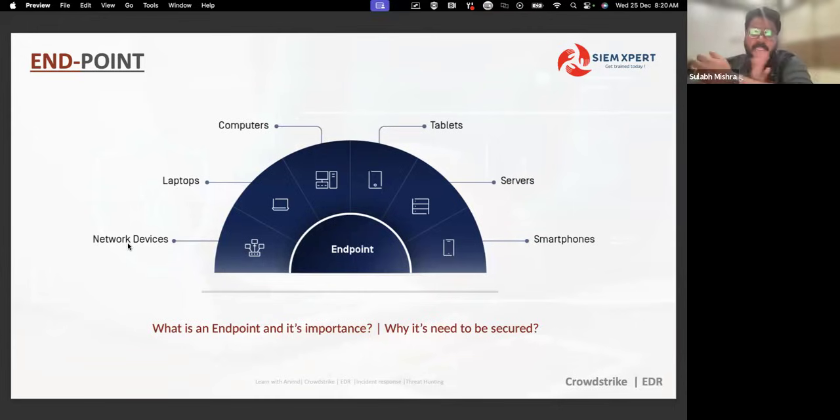Now you tell me, do you think endpoints need to be secured? Why do you think they need to be secured?